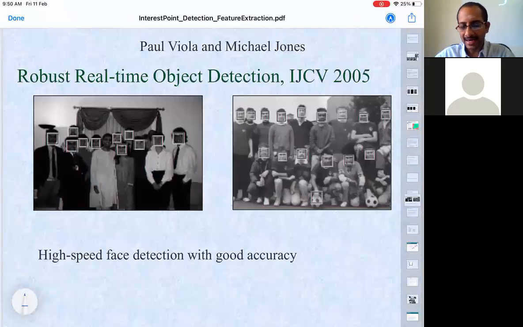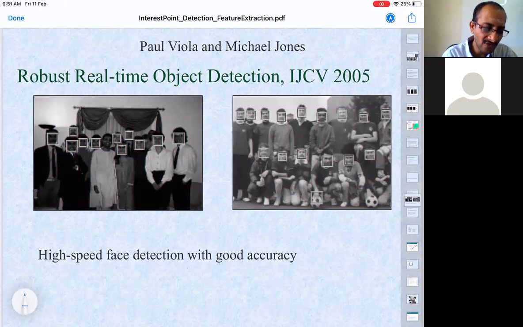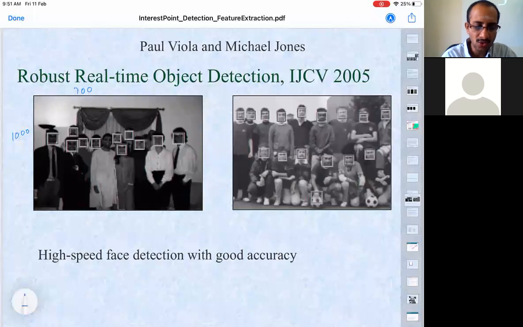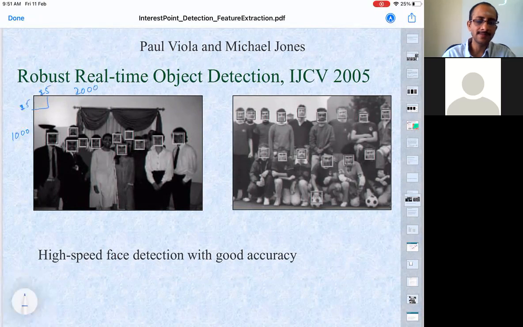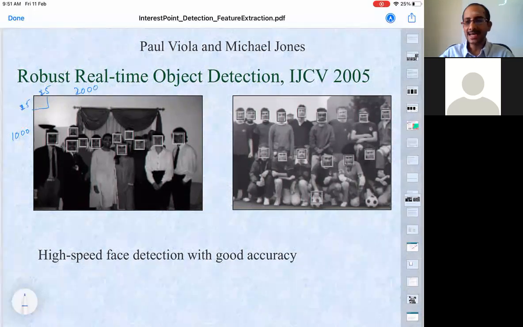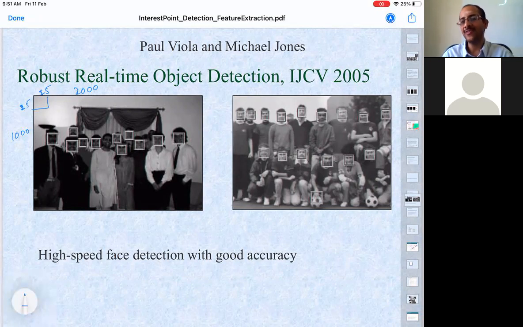So for detecting faces, say we have an image of 1000 by 2000 pixels, and assume the face to be a patch of, for ease of computation, 25 cross 25. A face can be there in a 25 cross 25 patch. Now, let us understand the complexity of the problem first. How many patches do I have to scan to identify whether there is a face or not?